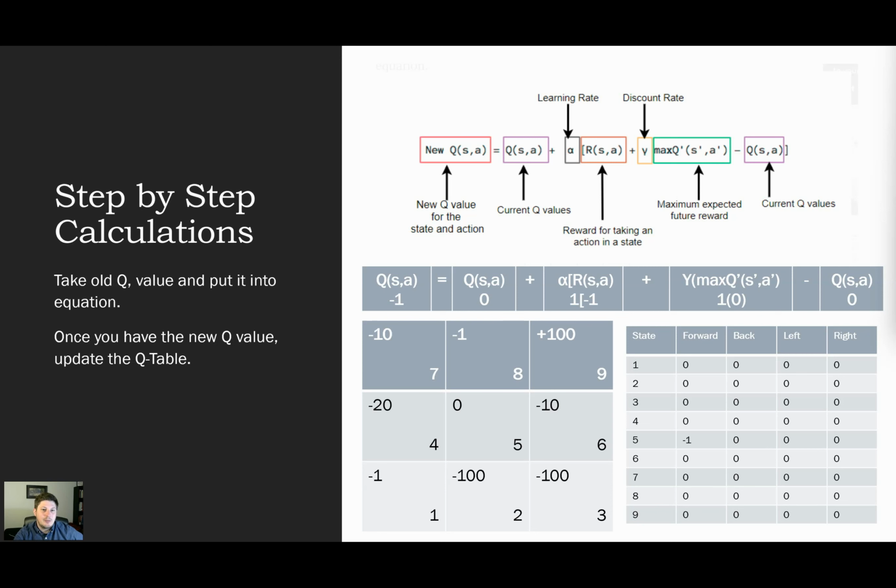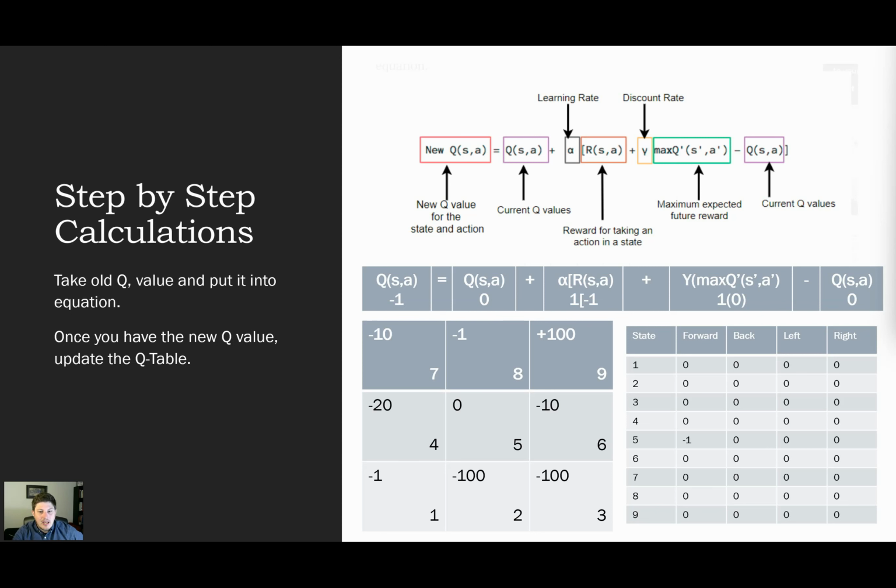And then the final piece is just to drop in our current Q values again, which is going to be 0. When I multiply and add all of this stuff together with our learning rate and our discount rate, I get that my new Q value should be -1. So I'm going to go in and update my table to say that at state 5, if I move forward, my new Q value will be -1.